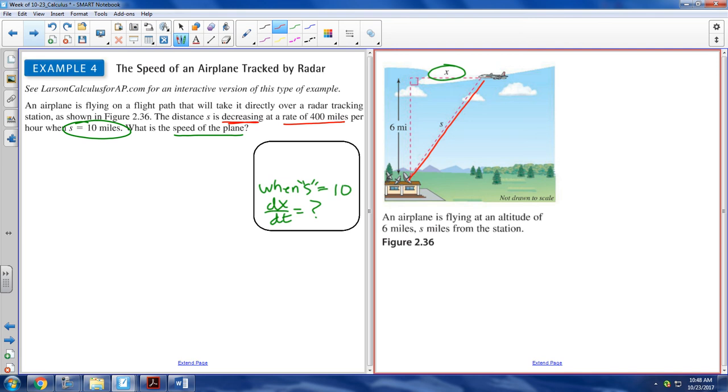This is big because that's ds/dt. That's the rate of that distance changing. That's the rate of that variable changing. And that's decreasing. That's a negative 400. The derivative would be negative.